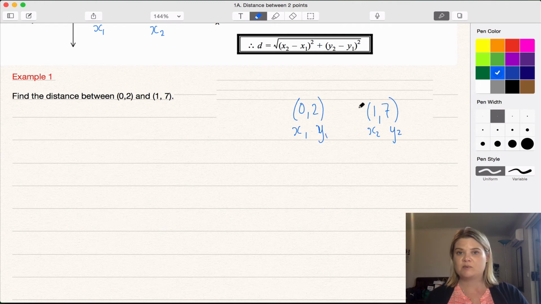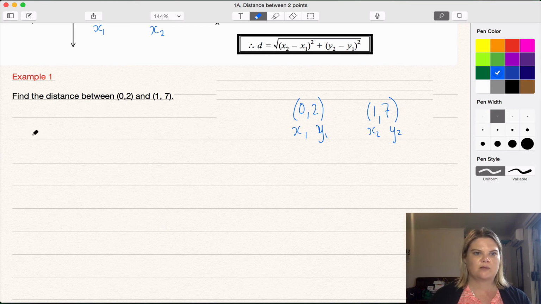What you can absolutely never do is put x1 and y2, so a 1 and a 2, together in the same pair, because this formula will not work if you do that. So you need to keep the coordinate points with the same numbers. This is what I've chosen. If you've chosen the opposite, fine, but your solution at the end should be exactly the same.